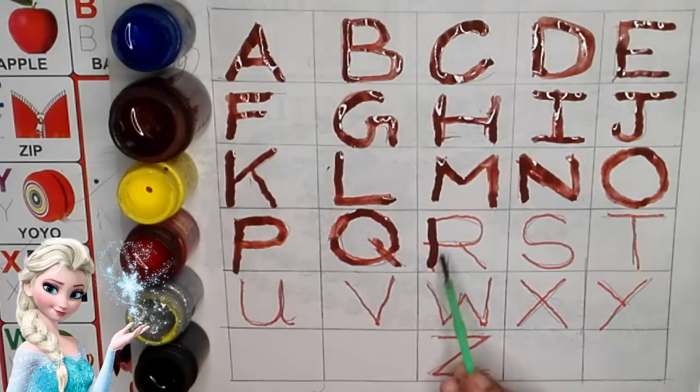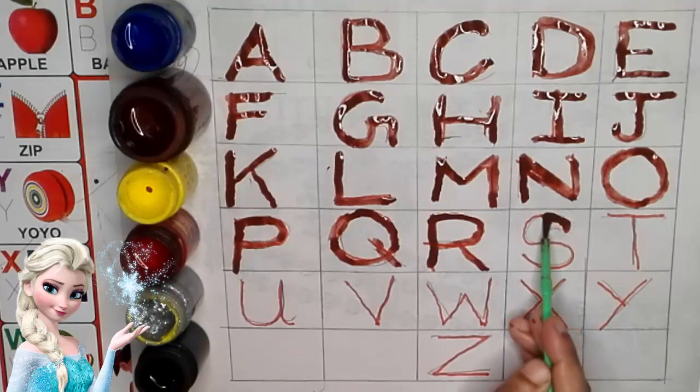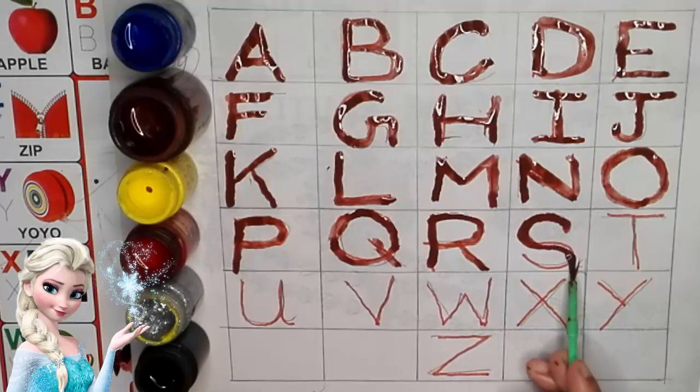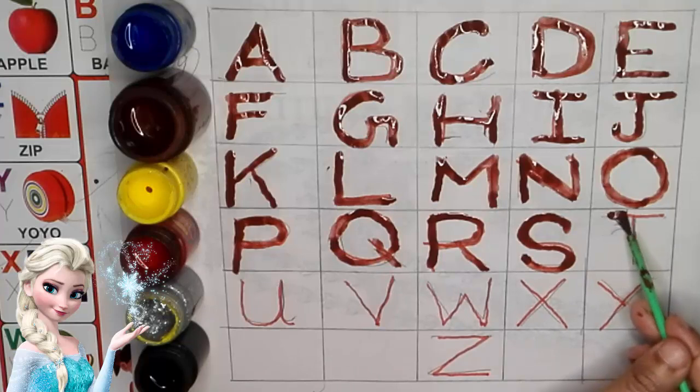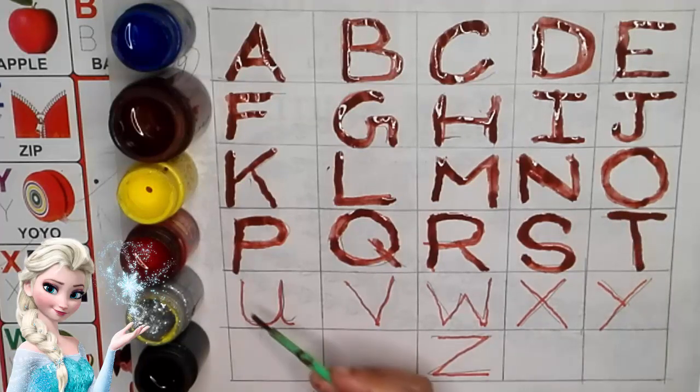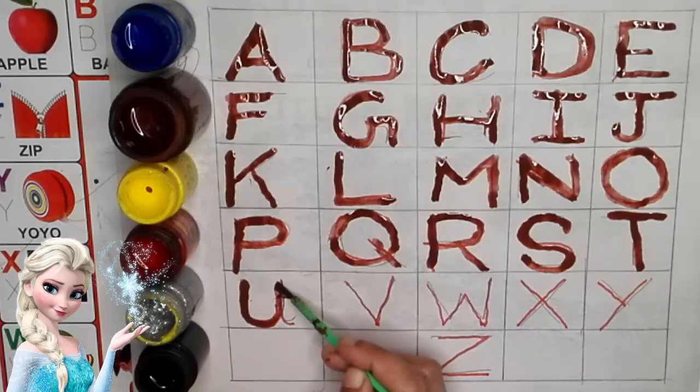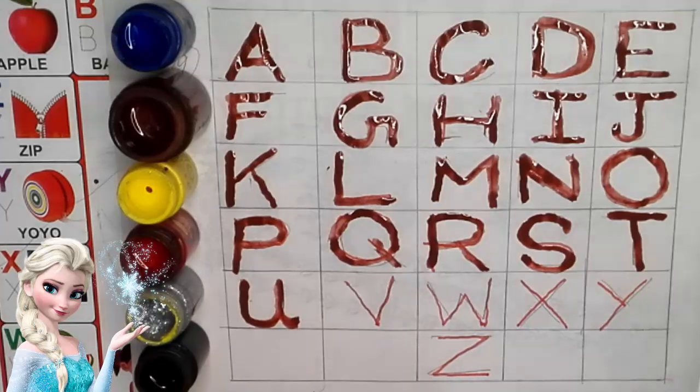R, R for rose. S, S for shoes. T, T for table. U, U for ukulele. V, V for van.